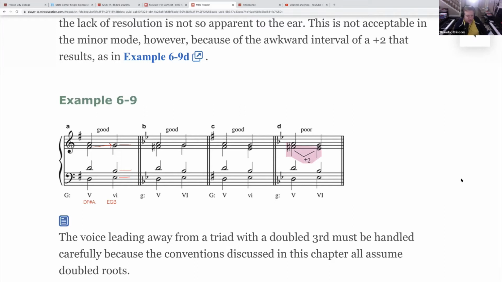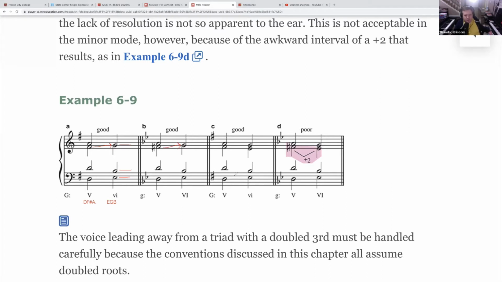Okay, in example B, we have... I'm sorry, I'm playing it in the wrong key. We went to G minor. We're used to it going to... But they deceive us and go to the major 6. And they did the same thing. The leading tone goes to Do where it's supposed to, but the result is a doubled third.